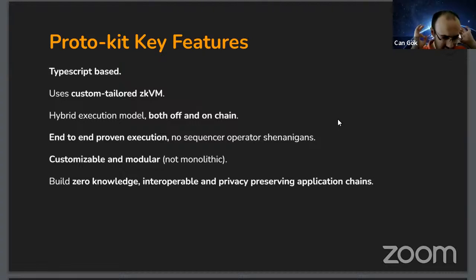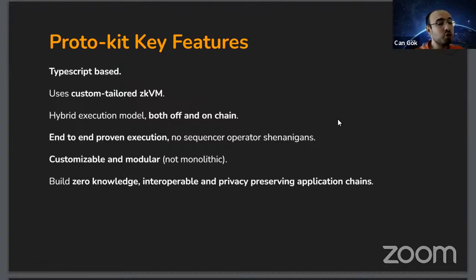And you can build zero-knowledge, interoperable and privacy-preserving application chains in Protokit. So the term appchain is very important. What you try to do is create your appchain, iterate the logic on it, and you are actually verifying and proving that the things being done on your appchain are provable, on-chain.